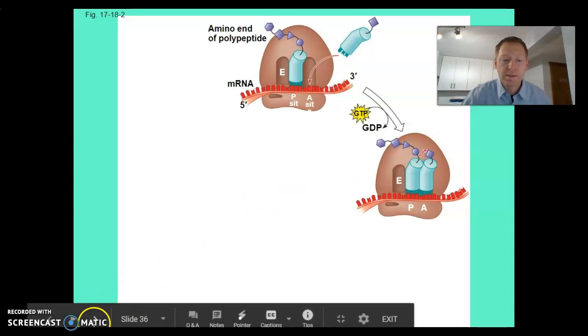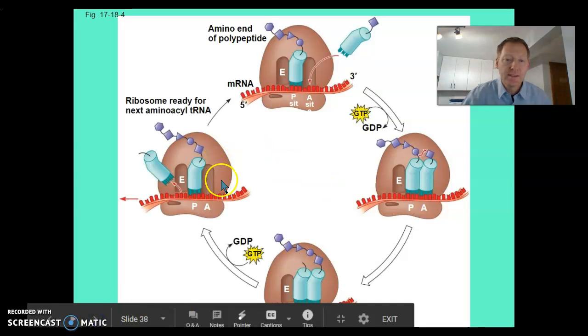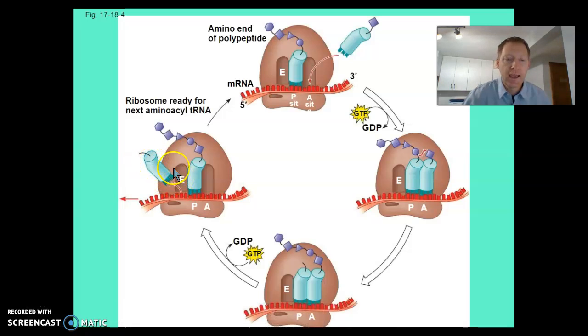And so what we essentially have done is grow the amino acid chain by one amino acid. Okay, and then everything slides over. So this tRNA goes to the exit slot, and of course exits. That opens up this A slot, and that allows this whole cycle to start again, where the next amino acid can come in. And every time you go around this circle, you grow the amino acid chain by one.